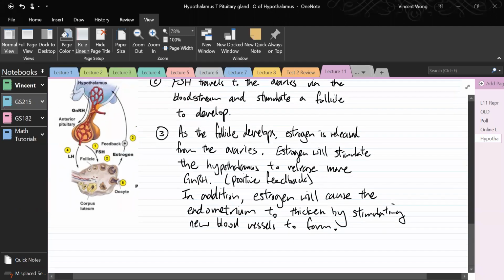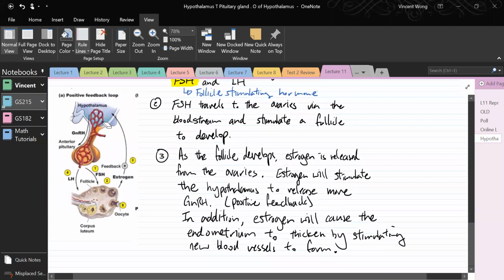Okay, so just to recap very quickly. GnRH is released from the hypothalamus, which stimulates the anterior pituitary gland to release FSH and a bit of LH. And then FSH will cause the follicle to develop. And as it's developing, we release estrogen. Estrogen does two things. Number one, it goes back to the hypothalamus and causes it to release even more GnRH. And the second thing is it will go to the endometrium, which is the lining of the uterus, and cause it to thicken.